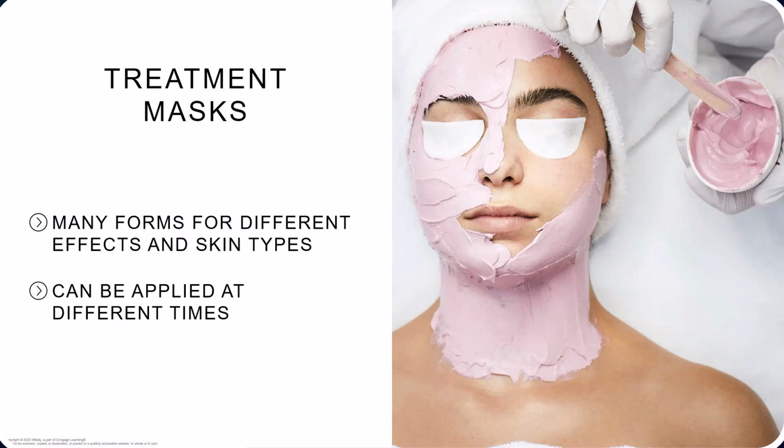There are different forms of masks that are used for different effects on the skin and skin types. Some can draw up impurities, clear up blemishes, and tighten and tone the skin. Some can hydrate, some can calm or rejuvenate the skin. Masks can also be applied at different times, which would depend on the function, and different towels or gauze are going to be used to remove the product.